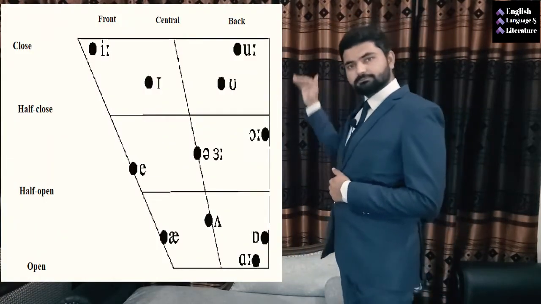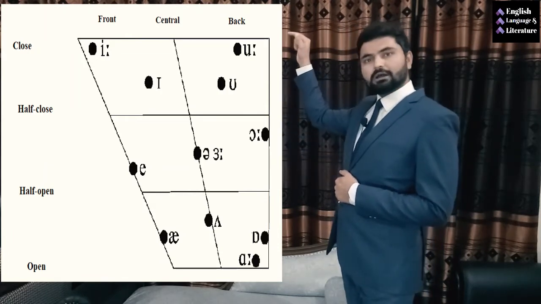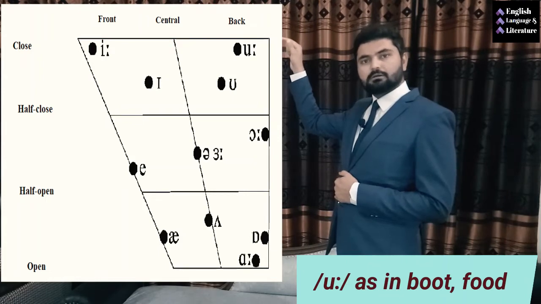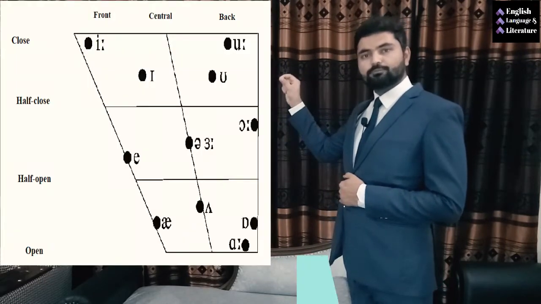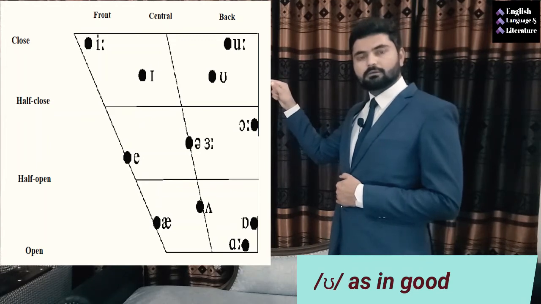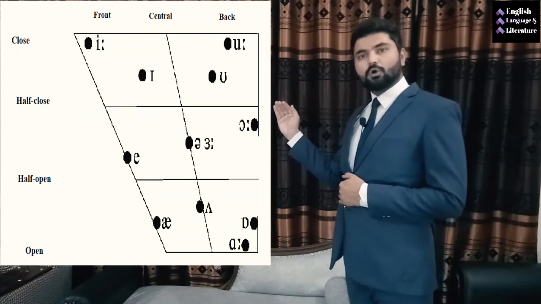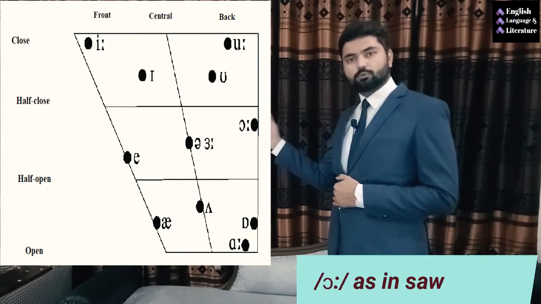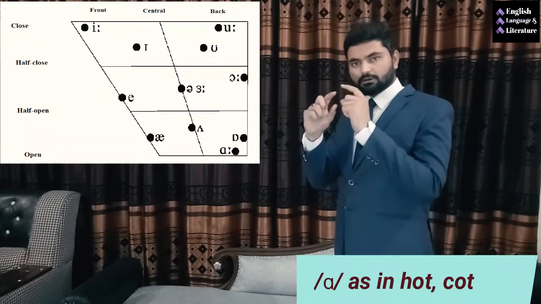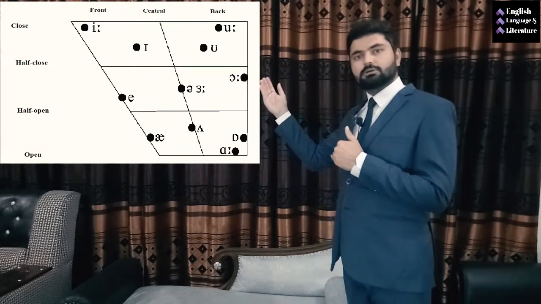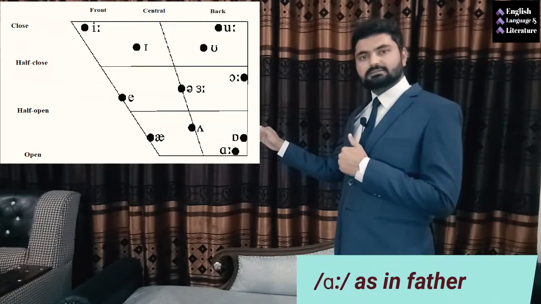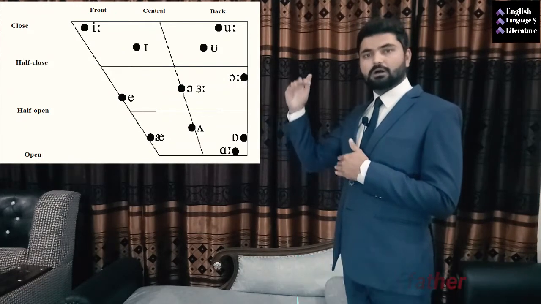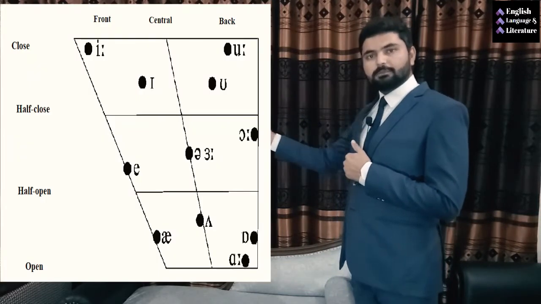Now we come to the back vowels. Here we have oo as in boot, food. It's a long sound. Then we have oo as in good. Then we have aw as in saw with lip rounding, and then we have aw as in heart with less lip rounding as compared to the sound aw as in saw. Then we have a as in father. It's a long sound. These are the back vowels.